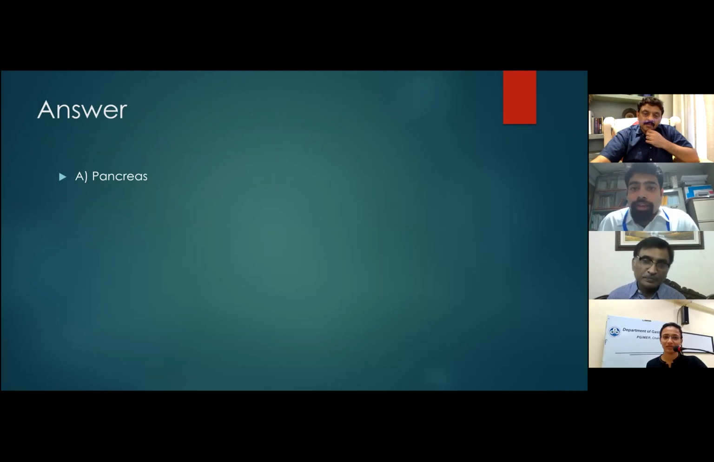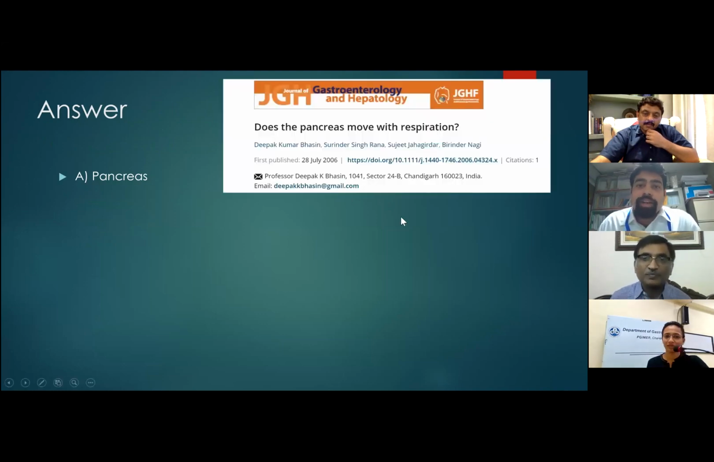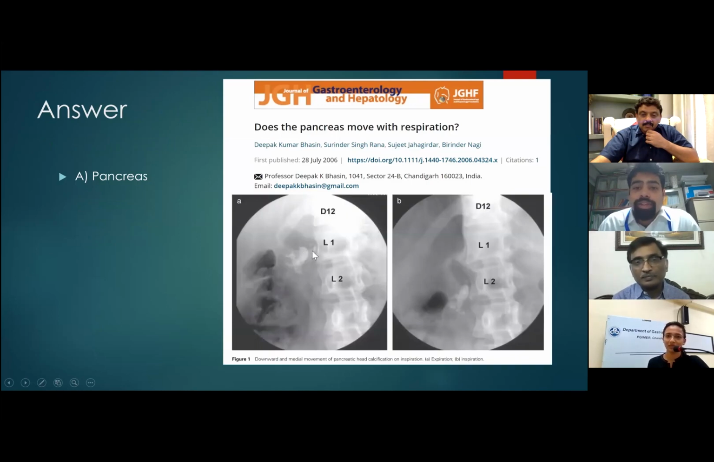So from PGI Chandigarh, Professor Bhasin did a very interesting study, and during fluoroscopy observation, they saw that the pancreatic stones in fact do move with respiration. And in their series of around 25 patients, they have shown that you can see here the pancreatic calcification at the end expiration lying at L1 level moves down almost around 3.5 centimeters to the maximum to the lower vertebra. So I think this was a very interesting study and goes against the traditional teaching that pancreatic masses are fixed.